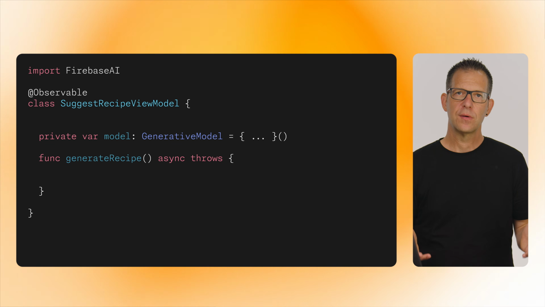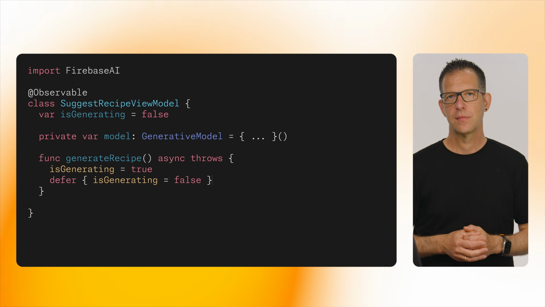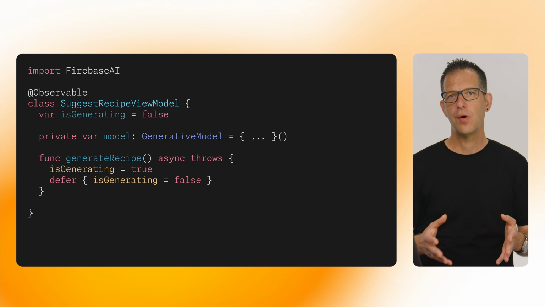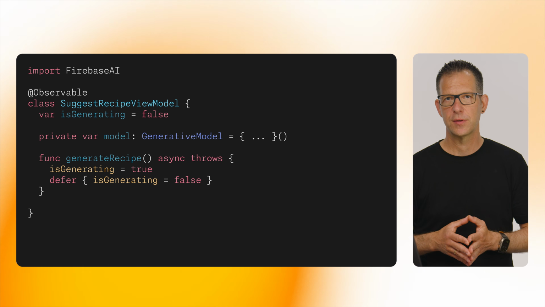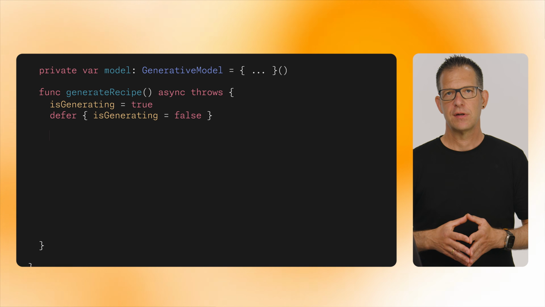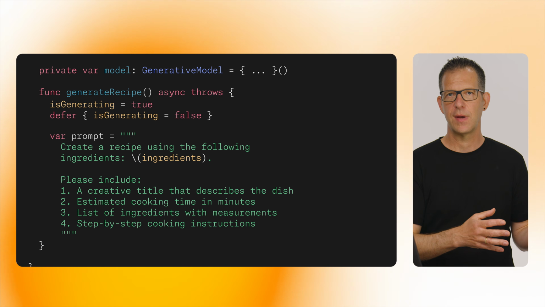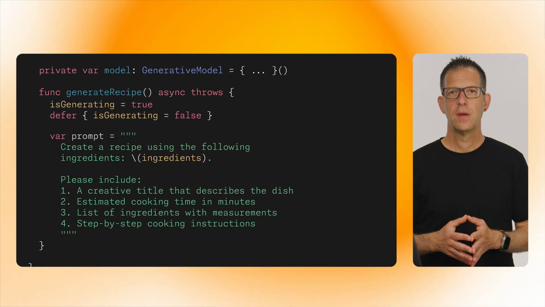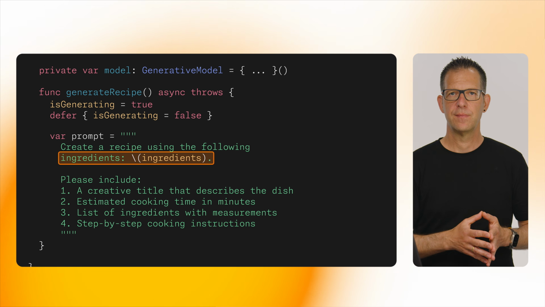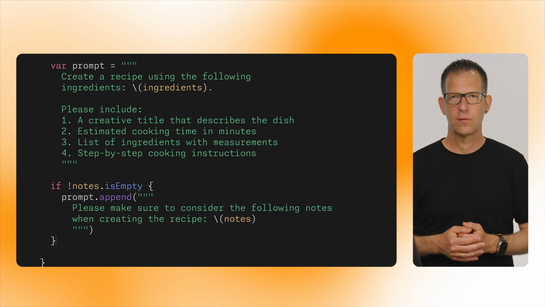It might also be a good idea to give the user a cue that their recipe is being generated. I'm using a progress spinner in the UI of this app, which I can show or hide using the isGenerating property. Next, let's put together a prompt for generating recipes. I'm using Swift's multi-line strings here to make the prompt easier to read. We include the user's ingredients in the prompt by using string interpolation. And in case the user provides any notes, we add them as well.